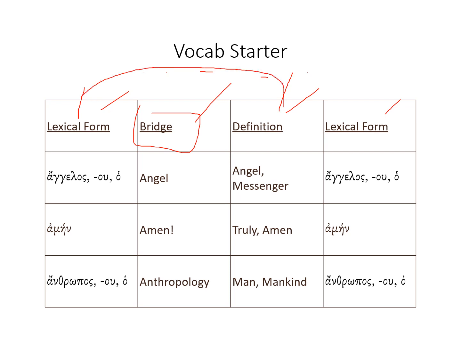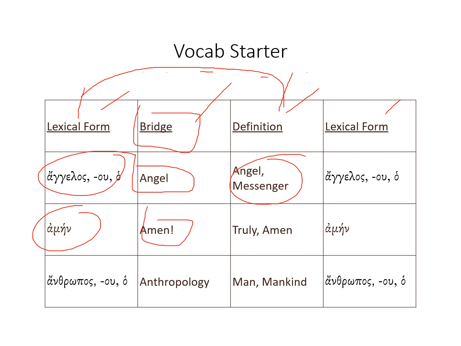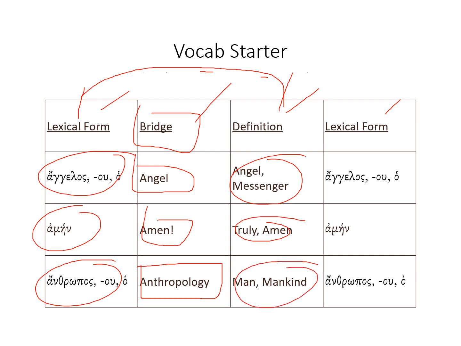You want to connect angelos with angel however you can. Obviously, the English word angel is easy. These 3 first words that we have here, amen, obviously, amen is an apt bridge here for the idea of truly or amen. Anthropos, anthropology, the study of man or mankind. When I go through vocab, angelos, angel, messenger, angelos.